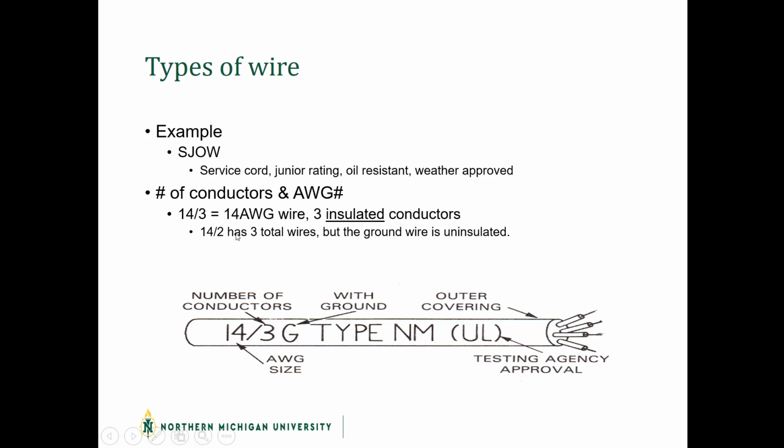A 14.2 wire would be 14 gauge wire with 3 total wires, right? 2 of them are insulated, so you have a black and a white. So generally on the jacket here, you'd see the 14.3 with the gauge, what type, right, NM, and then the testing agency, so like Underwriters Laboratories is UL.